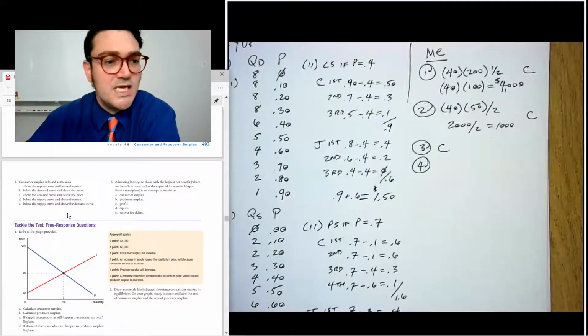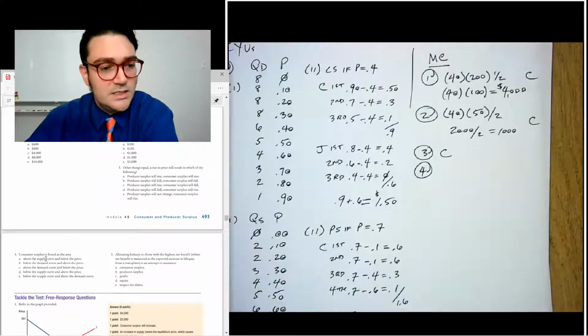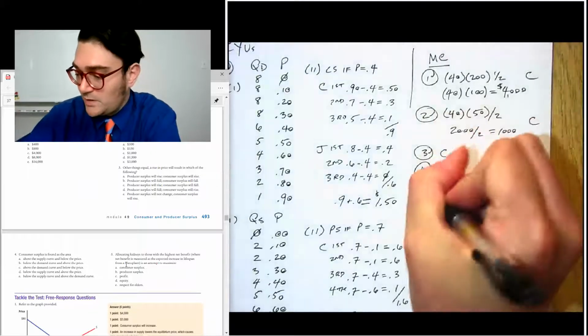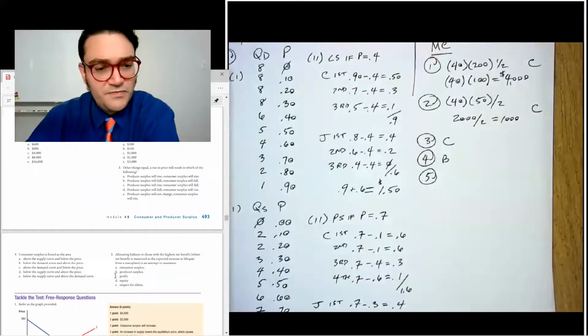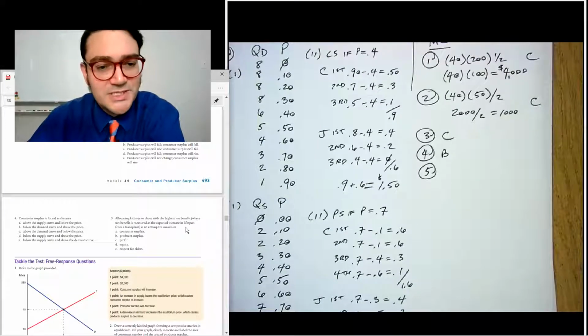Consumer surplus is found as the area, so again, thinking about it, below the demand curve and above the price. That's B. And number 5, allocating kidneys to those with the highest net benefit, where net benefit is measured as the expected increase in lifespan from a transplant, is an attempt to maximize.